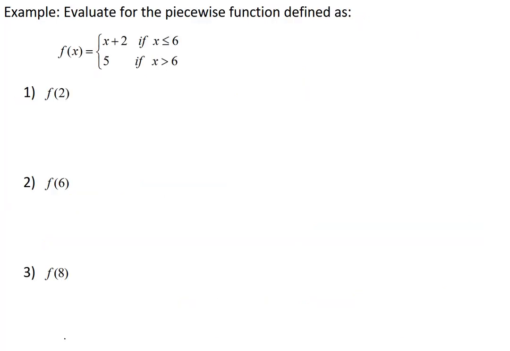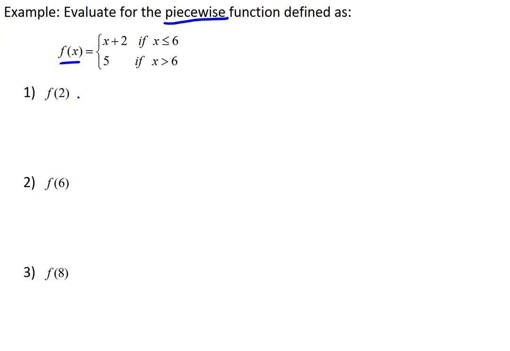And lastly, we'll also consider how to evaluate for a piecewise function. A piecewise function is a specific type where the function is defined in pieces. So our first example here states f of x equals, and then you'll notice it splits into a curly brace holding two different pieces. The top piece is defined as x plus 2, but only if x is less than or equal to 6. The second piece below it is defined as 5, but that's only if x is greater than 6. Let's consider how this works when we're trying to evaluate various inputs.